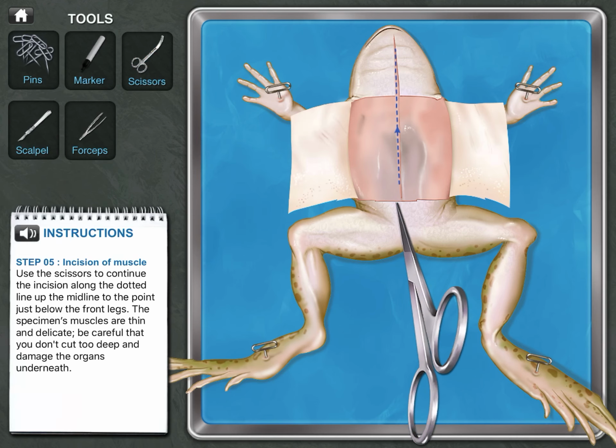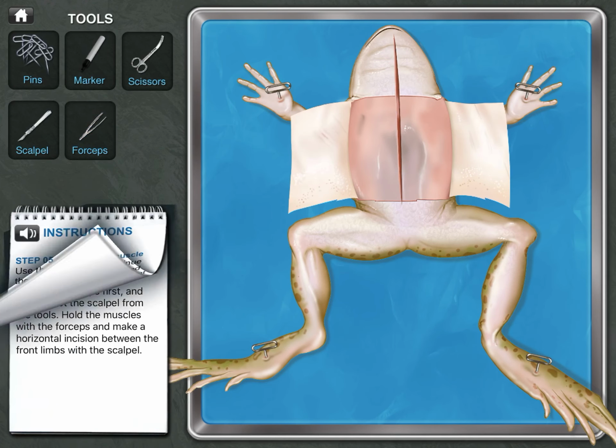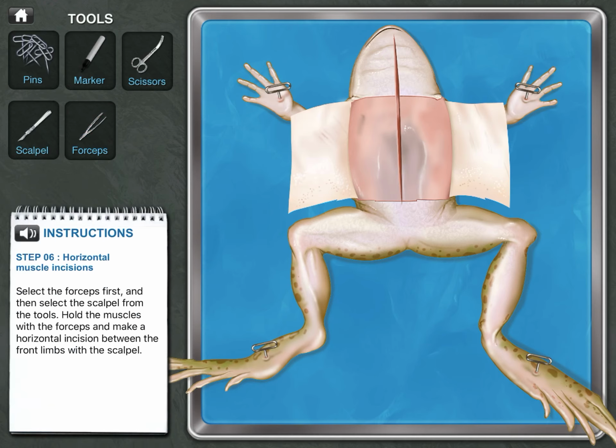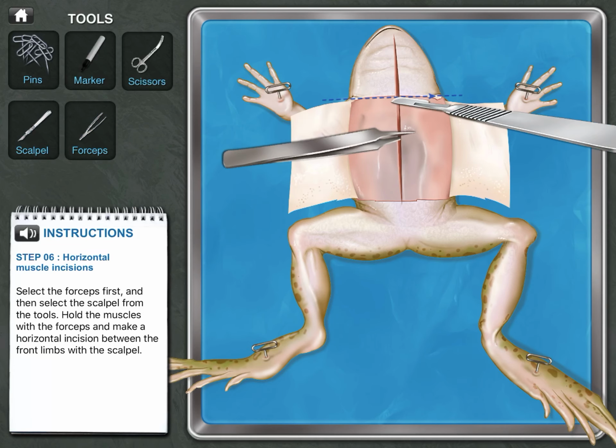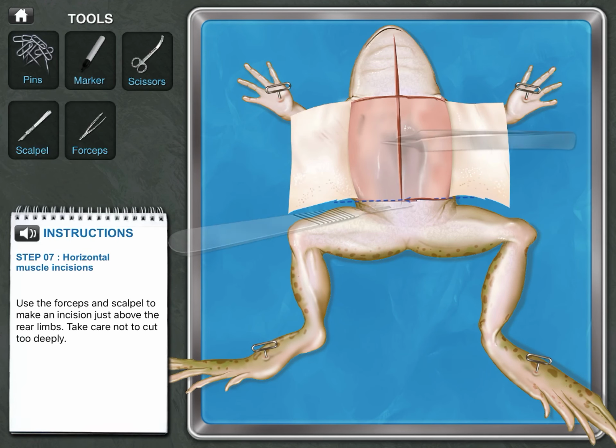This time we're going to use the scissors to cut up the muscle. You don't want to cut too deep because you don't want to destroy the organs underneath, because the whole point of doing a dissection is so we can look at the organs. Now we're going to take the forceps and the scalpel and we're going to cut to remove the muscle layer. Chop, chop, chop.